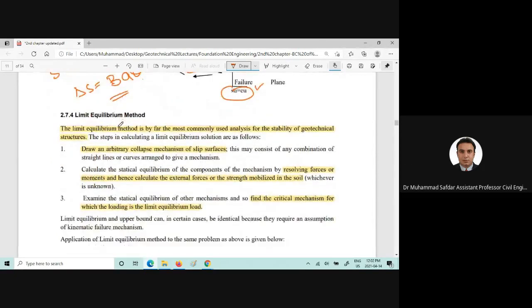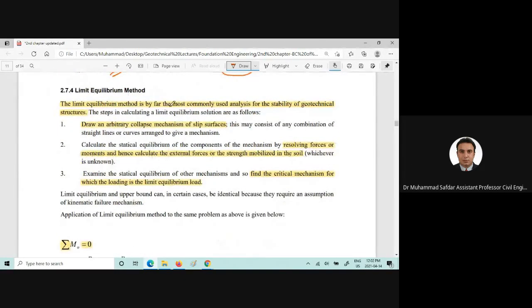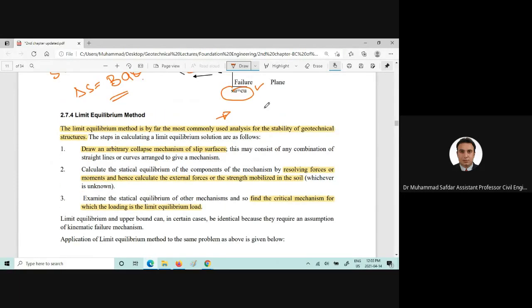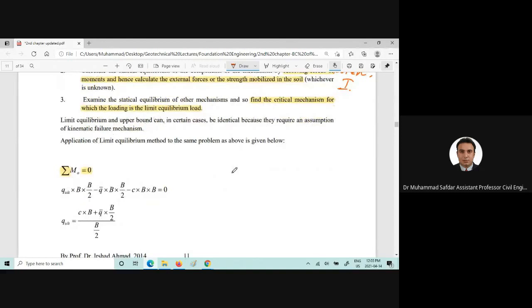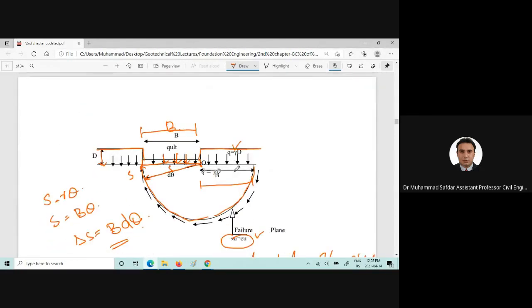Now, the limit equilibrium method is by far the most commonly used method in stability of geotechnical structures. And we have seen and used this method in the landslide slope stability chapter in Geotech 2. Now, the same problem here.